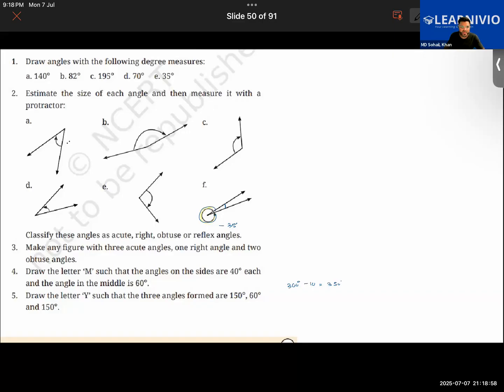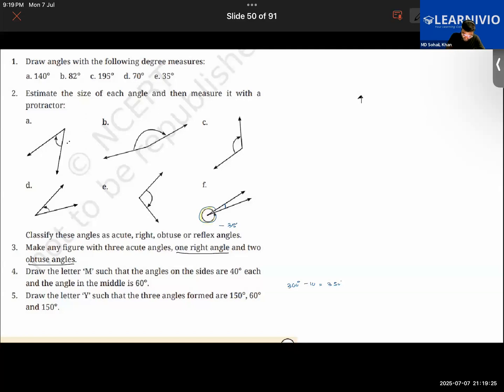We have to take 3 acute angles. So you can take any 3 different angles that are measuring less than 90 degrees. Yeah, but that's what I'm saying. Continue. 140, then 60, then 75. Okay, we can take that. And it's also asking us to take 1 right angle and 2 obtuse angles.